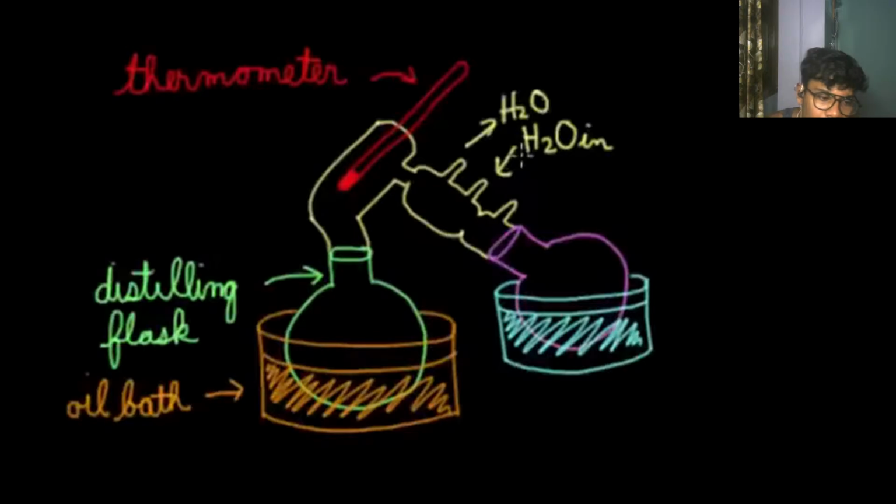At the beginning of the process, when the liquid in the distilling flask is heated, it transforms, changing from its liquid state into vapor as it absorbs heat. Then, due to the low temperature of the condenser, the vapor condenses back into a liquid and eventually collects in the receiving flask, which is shown in pink.